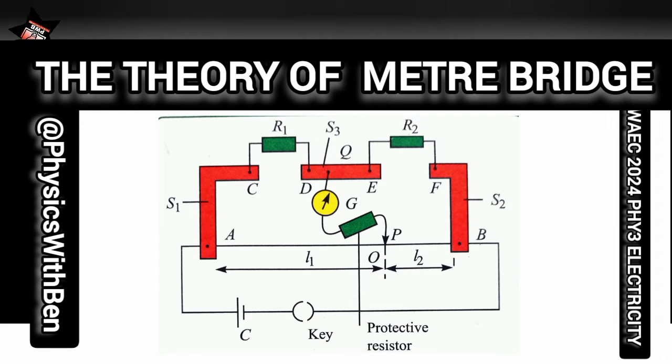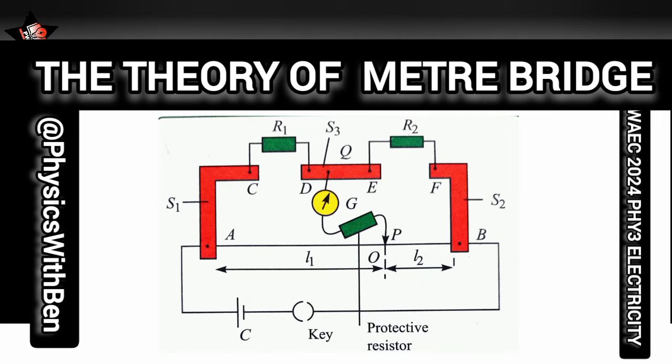If you can look at the diagram very well, we have resistance R1, we have resistance R2, and then down here we have L1 and also L2. Good. So you can see the point where the jockey P is pointing. At that point, the galvanometer is said to be at its balance point. That is the point where you take your reading. From A to P, it is your L1, you take the reading. From P to B, it is your L2, you take your reading.